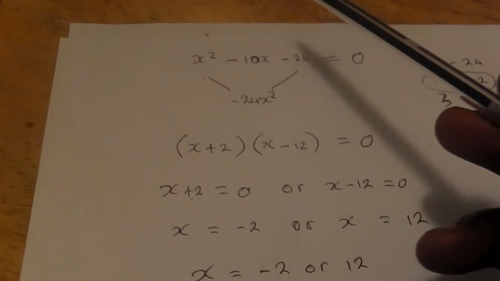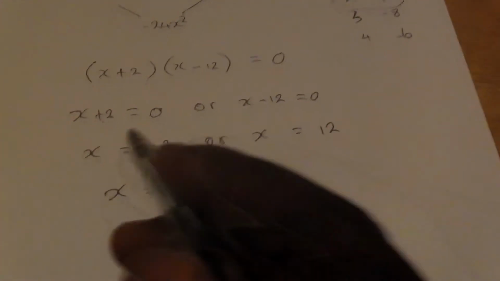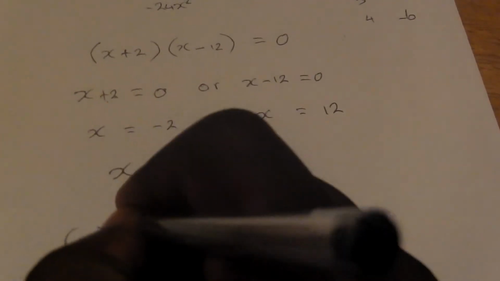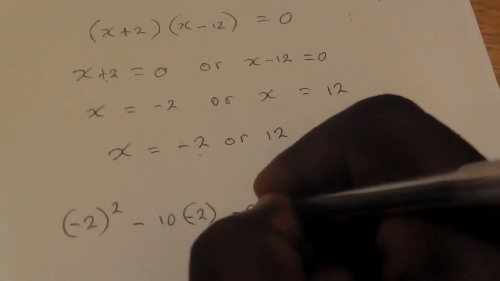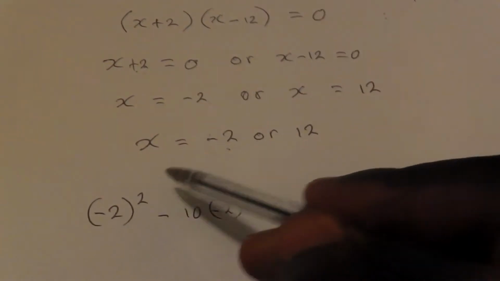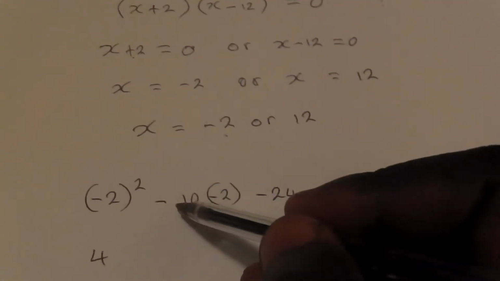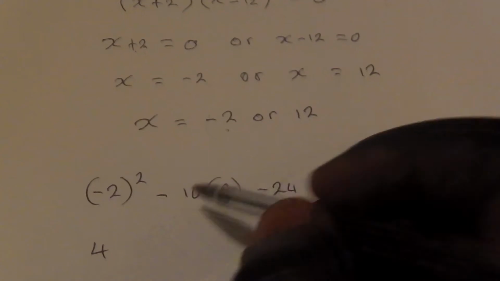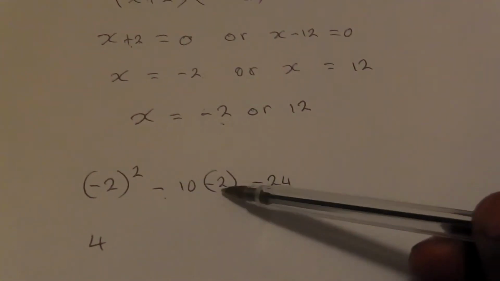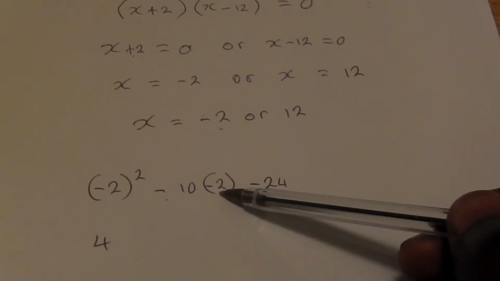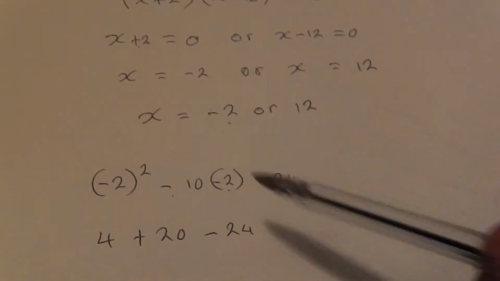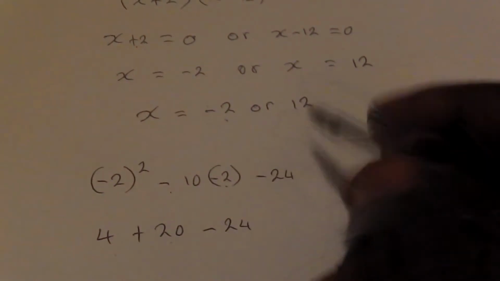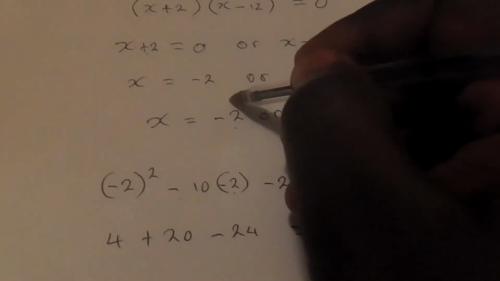Let's start with negative 2. So putting back negative 2 into this equation, we'll be having negative 2 squared minus 10 times negative 2 minus 24. Negative 2 squared will be 4, and then minus 10 times minus 2 would be positive. Here we are multiplying a negative number and a negative number, so we will be getting a positive number. So we have plus 20 and then minus 24. So 4 plus 20 minus 24 is equal to 0. So it means this solution is correct.